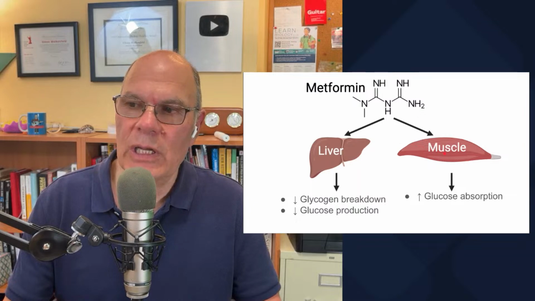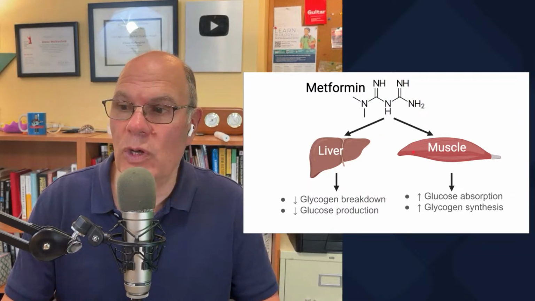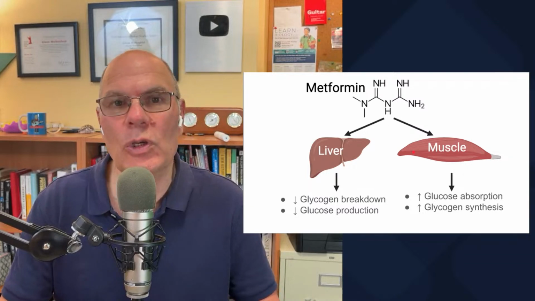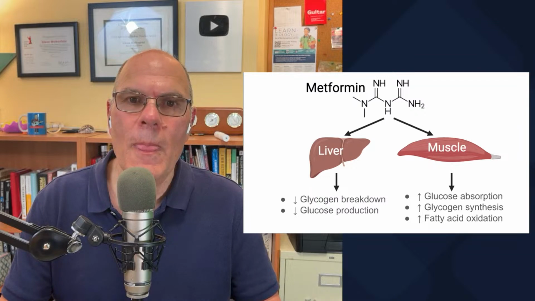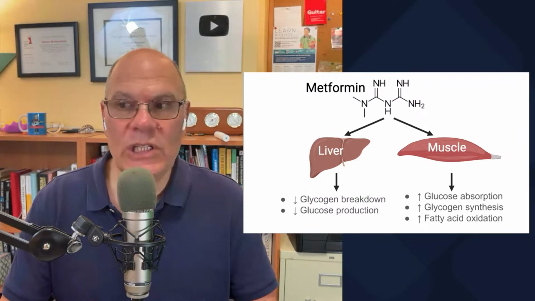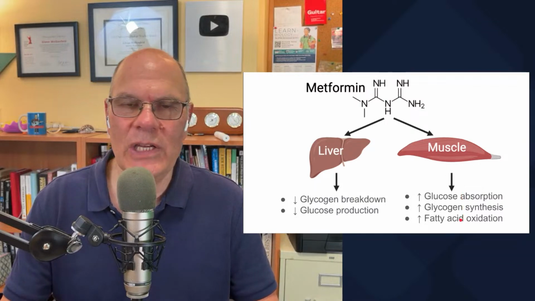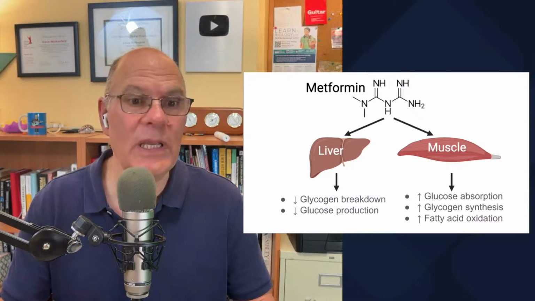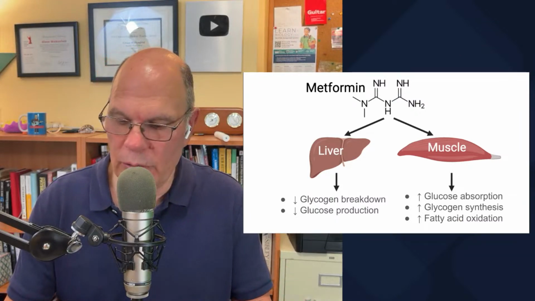It'll act in the muscle tissue, metformin will, to increase glucose absorption and to increase glycogen synthesis because your muscles also store glycogen. In addition, what metformin will do is it'll increase fatty acid oxidation. And fatty acid oxidation is an alternative pathway by which your cells can make ATP when they're not breaking down glucose.